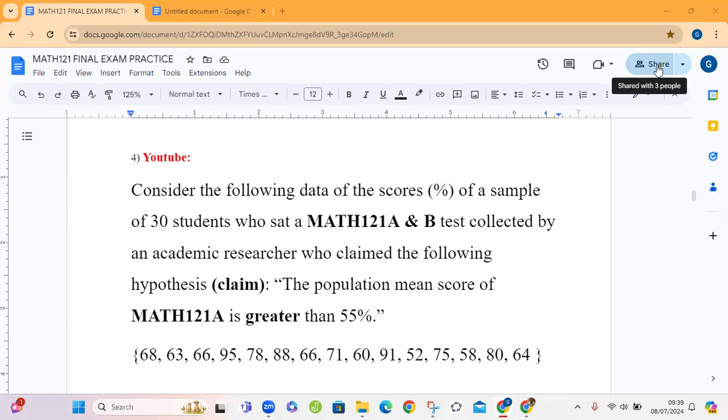And the data is collected by an academic researcher who claimed the following hypothesis. So his claim is that the population mean score of Math 121 A, so he's making a claim about A, is greater than 55%. And here you have a sample of 15, the scores of 15 students. So let's see which group this sample is.